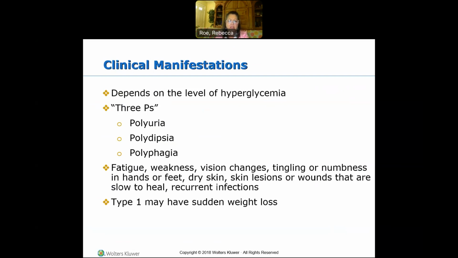They have this fatigue, weakness, vision changes, the tingling and numbness in their hands or feet. They can have dry skin, skin lesions or wounds that are slow to heal, and they can have recurrent infections. They can have vaginal yeast infections, bladder infections, urinary tract infections, mouth infections, recurrent colds, upper respiratory infections, that type of thing. But it just depends on the level of hyperglycemia, the type or severity of the polyuria, polydipsia, and polyphagia that you see.